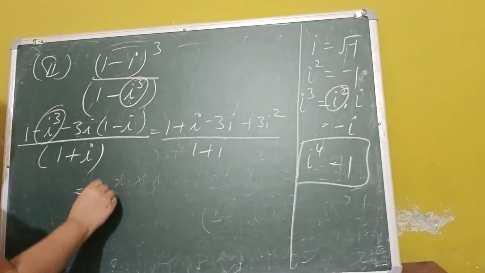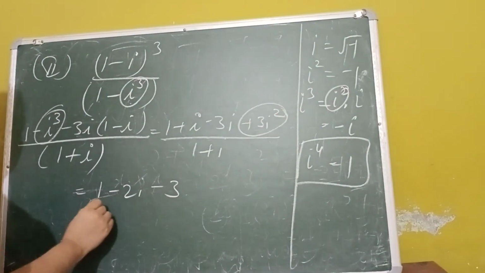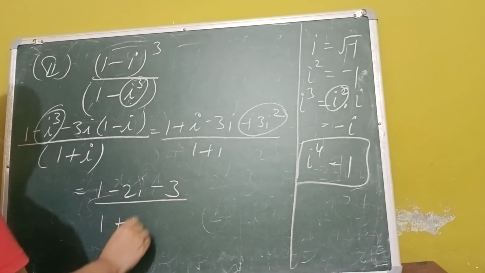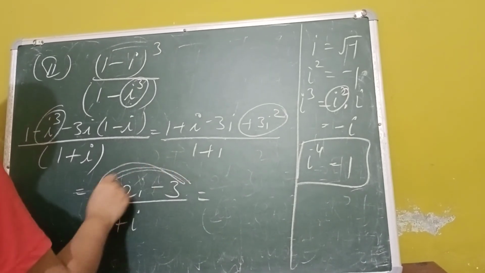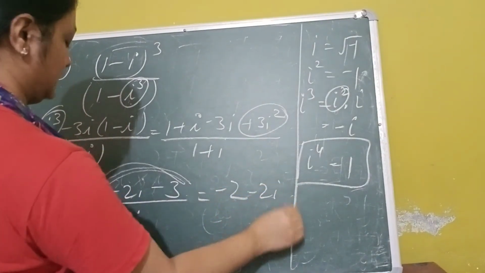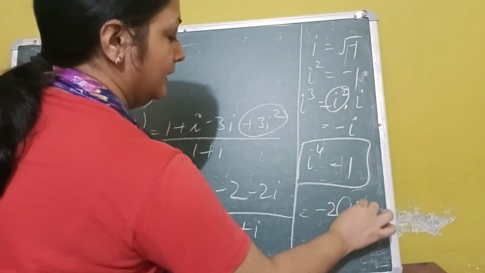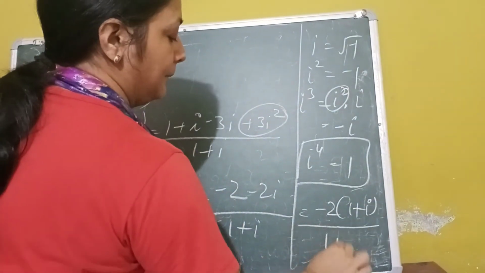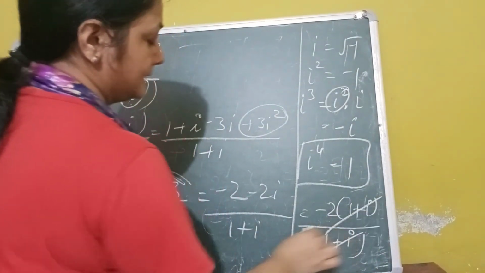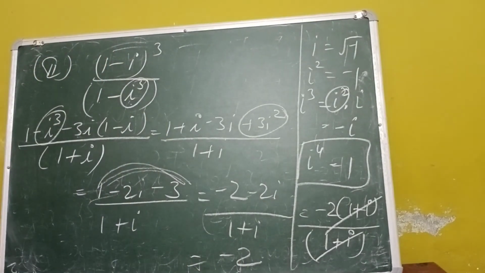So here it's 1 minus 2i minus 3. i square is minus 1. And it is 1 plus i. What is this? 1 minus 3. Can I write it minus 2? And it's minus 2i upon 1 plus i. I am taking minus 2 outside. It's 1 plus i upon 1 plus i. Can I cancel this? Here I got my answer. It's minus 2. This is minus 2.